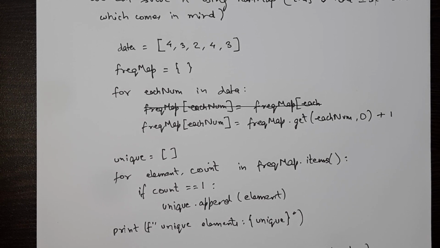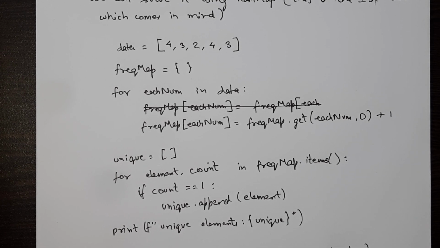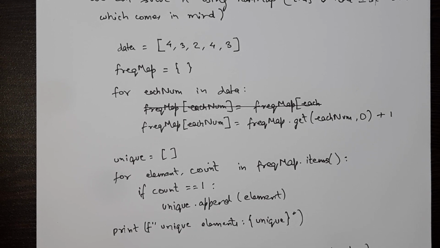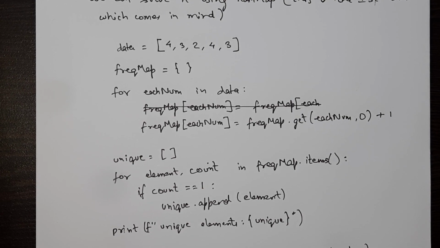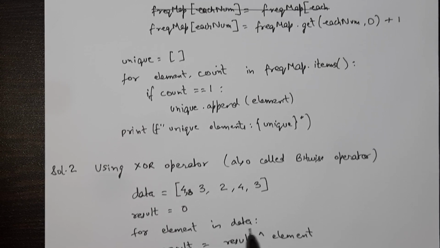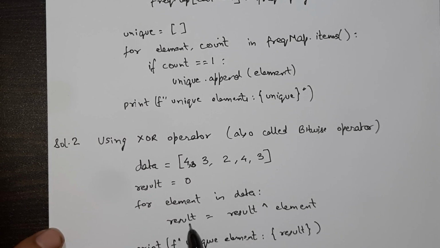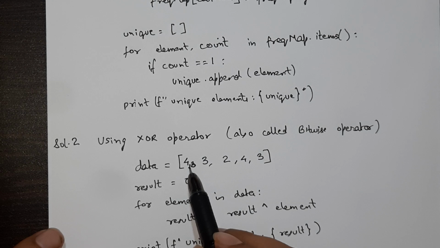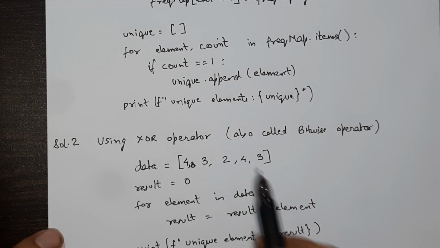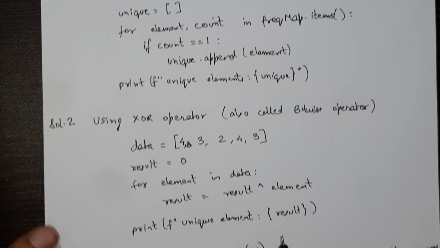Now we'll look at the next solution, which is basically the bitwise XOR operator. The idea of the XOR operator is that if you XOR an element by itself, it gives 0. If you XOR an element with 0, it gives that element alone. So what we are going to do here is iterate over the numbers in the array and XOR them all together. Ideally, 4 XOR 4 becomes 0, 3 XOR 3 becomes 0, and we are left with 2, so we can print the result.